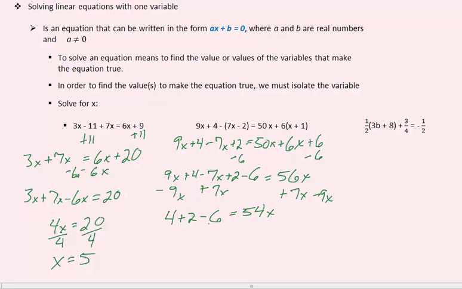Now if we simplify both sides, we'll get 4 plus 2 is 6. 6 minus 6 is 0. So 0 equals 54x. And if we are to get x by itself, we can divide each side by 54, which will give us a final solution of x is equal to 0.